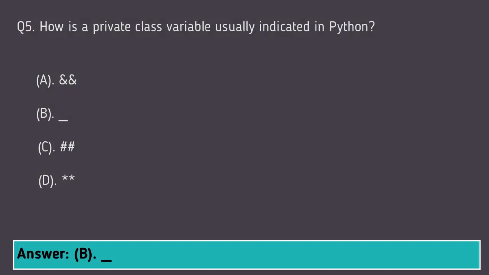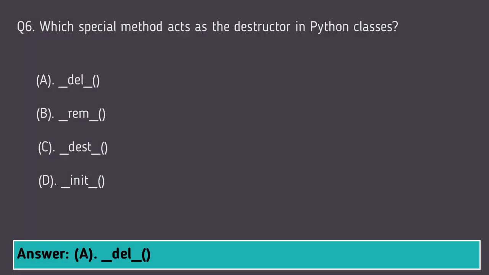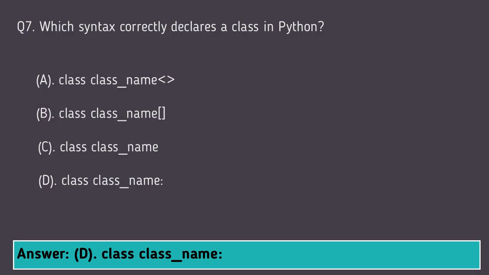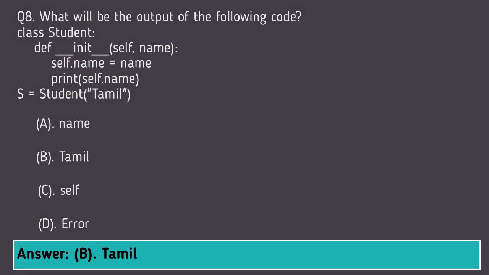Private variables are typically prefixed with an underscore. The del method is used as a destructor in Python classes. A class in Python is declared using the class keyword followed by a colon. The constructor prints the value passed during object creation, which is TAML.